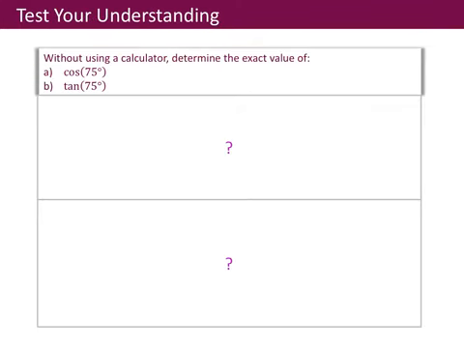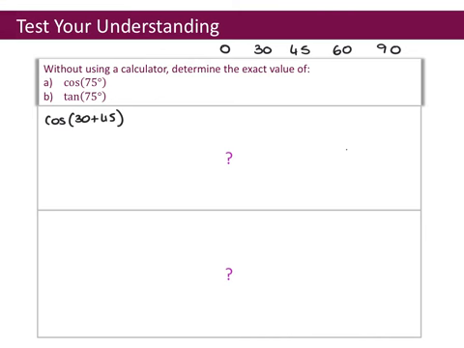Right, so test your understanding. Now, remember, we like to use the numbers 0, 30, 45, 60, and 90. So cos of 75. How can I make 75? 30 and 45. So, 30 plus 45. So I know I'm going to have to do cos of 30 plus 45. So this is going to be my cos of A plus B. We know that cos of A plus B is cos A cos B minus sine A sine B.